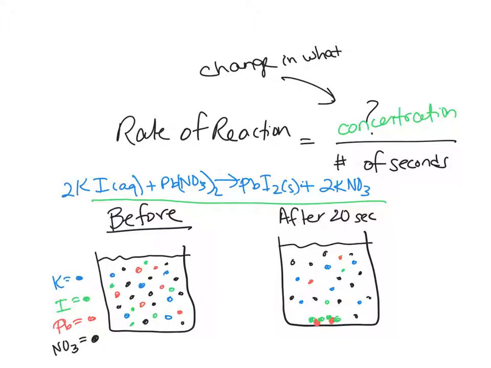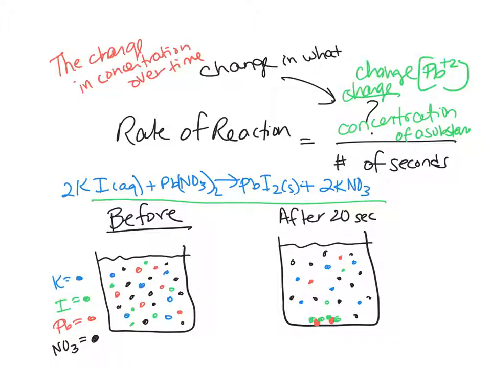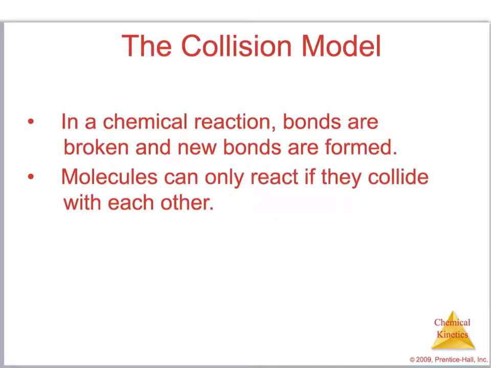And that's actually what we're going to do. That's the way we're going to measure concentration. It's going to be the change in concentration of a substance. In this case, it'll be the change in lead. And you have that in your notes. It says, what's the definition of a rate of reaction? And it says the change in concentration over time. And that's what this means. And we'll talk about that more.